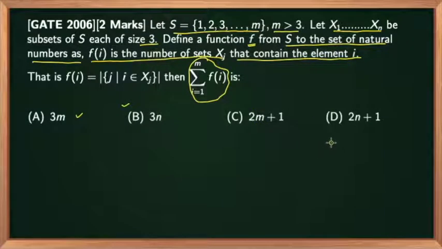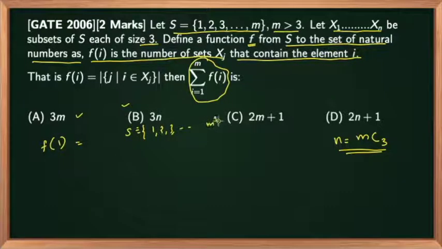So what we know till now is n is equal to mC3, that is the number of subsets with size 3. Now let me see how I can compute f of 1 if I have m elements, so S is equal to {1, 2, 3, up to m}. f of 1 is the number of subsets that contains 1, right? So I'm going to construct that number of subsets, and I need to have 1 in each of them. All the subsets should contain 1.